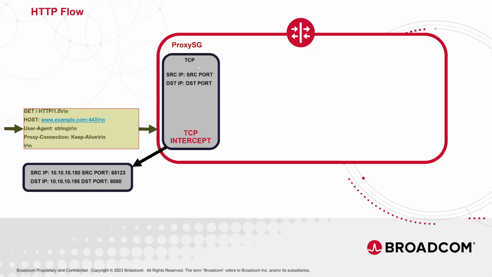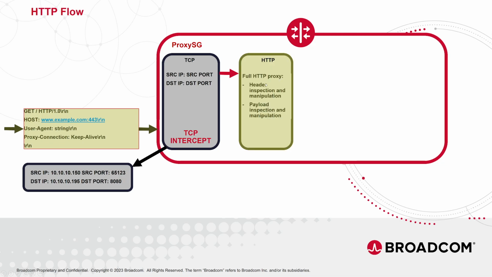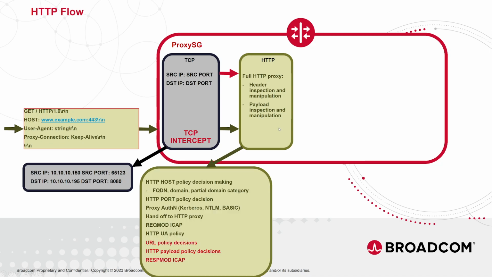We hit it on a TCP level first. We do intercept it. We pass it to HTTP proxy. This time, notice that we can do both header and payload inspection and manipulation because we already see it all. So yeah, these are all the things that we can do, right? Of course, the authentication takes place at this time, as well as all the URL policy decisions, right? Both the req mod and resp mod take place at this point.